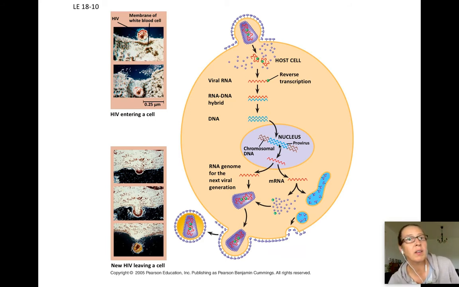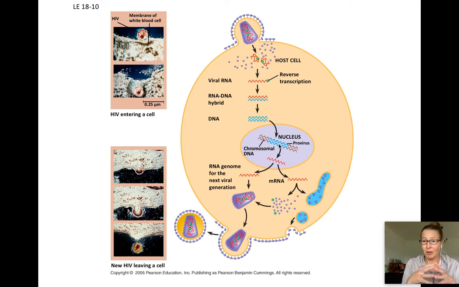So the human cell has 46 chromosomes, with a whole bunch of different genes in it. But now it has a new gene in it that is the viral DNA. It's a whole bunch of genes that are attached to it to make new viruses. And that can lay dormant for a very, very long time.